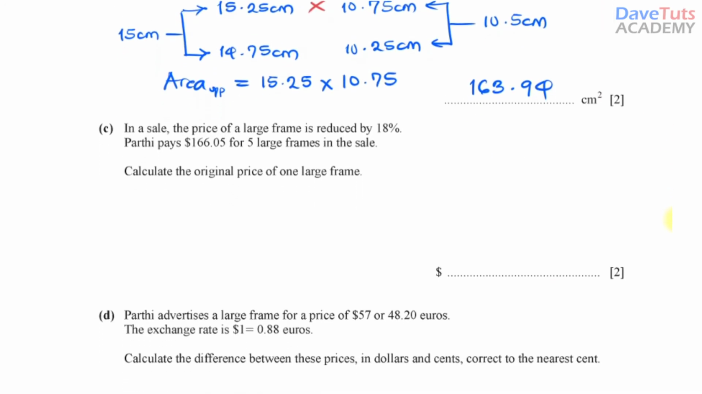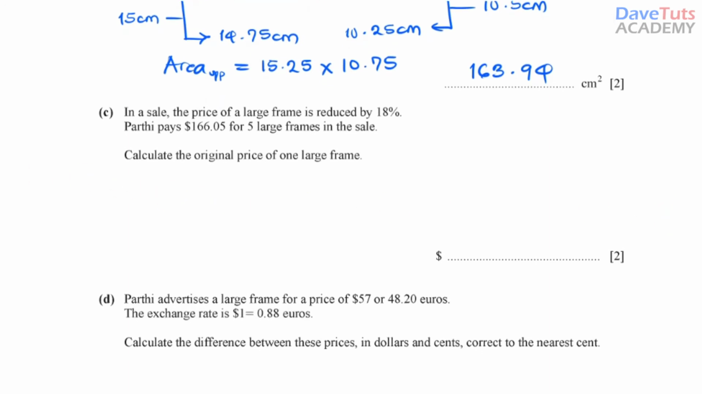Okay, so here we are looking at this question too, and we are being told that in a sale, the price of a large frame is reduced by 18%. So look at the word: we are looking at a reduction by 18% in this particular case. And then Party pays $166.05 for 5 large frames in the sale. We have to calculate the original price of one. Okay, we are looking for just one large frame.